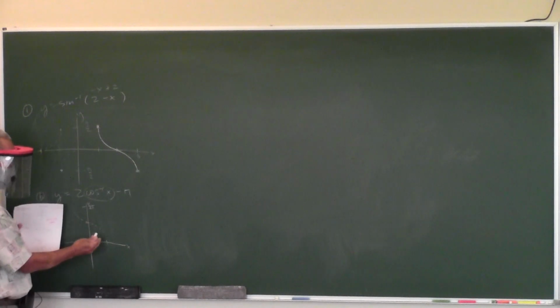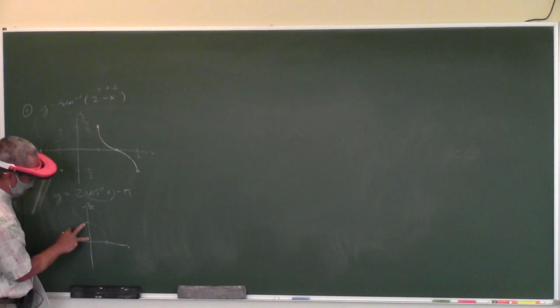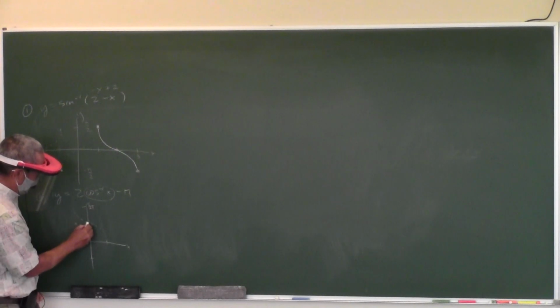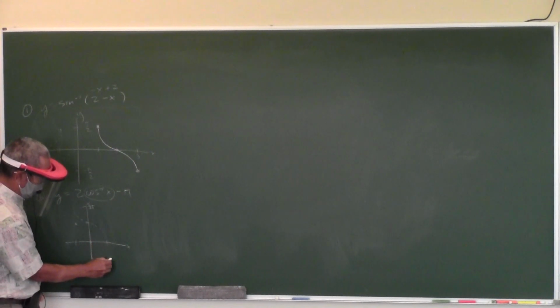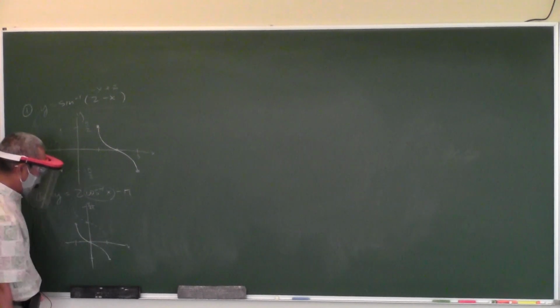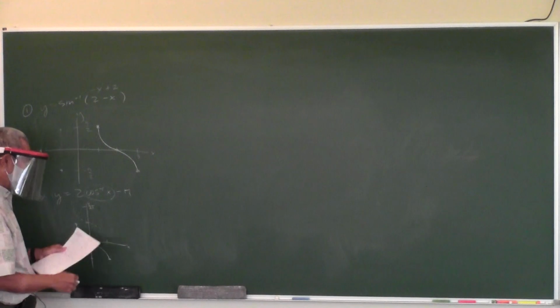And then shift everything down pi. So each one of these is pi. So shift it down pi. So this point comes here, this point goes there, this point goes there, and then there you go, something like that.